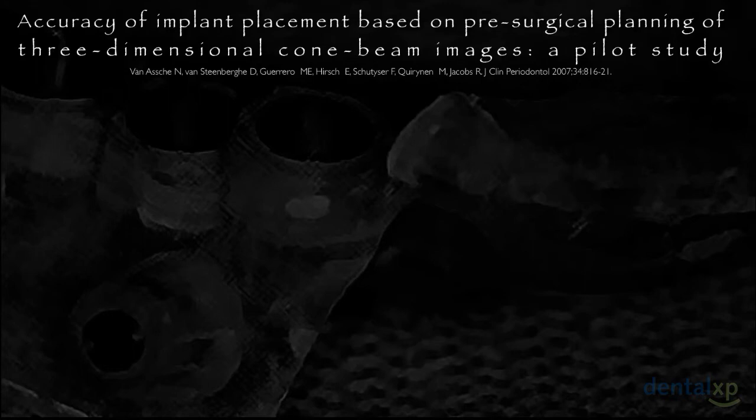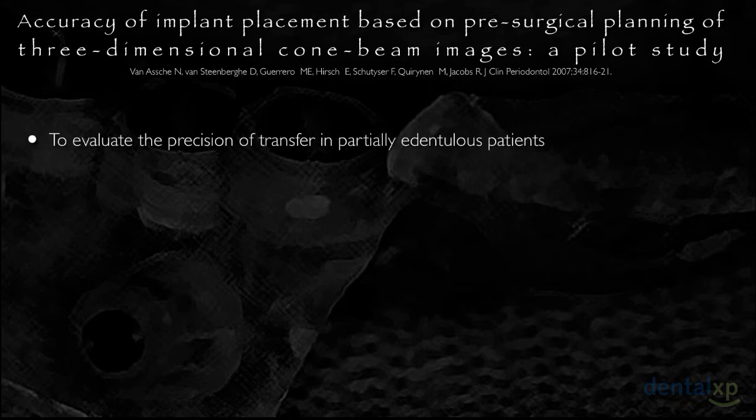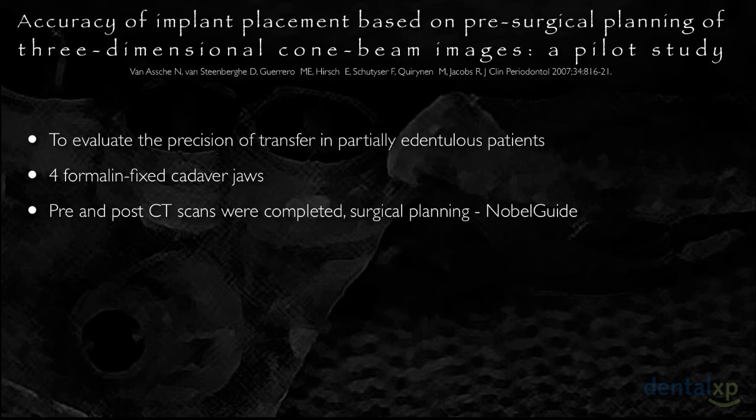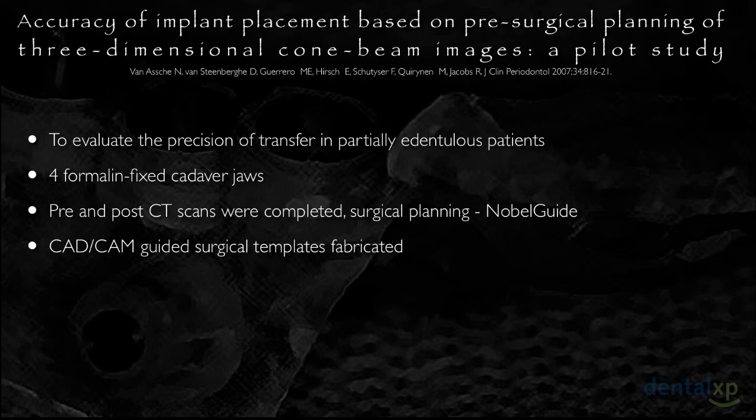Nell Van Ash and Daniel Van Steenberg went on to look at the use of cone beam CTs and the accuracy in partially edentulous patients. They wanted to understand and evaluate the precision of the transfer for these partially edentulous patients. They took 4 partially edentulous jaws. They took pre and post-op CTs using surgical planning software, Noble Guide at the time. The CAD/CAM surgical templates were fabricated, and they used between 10 to 15 millimeter long implants. So again, the longer the implant, the greater the apical deviation can be.